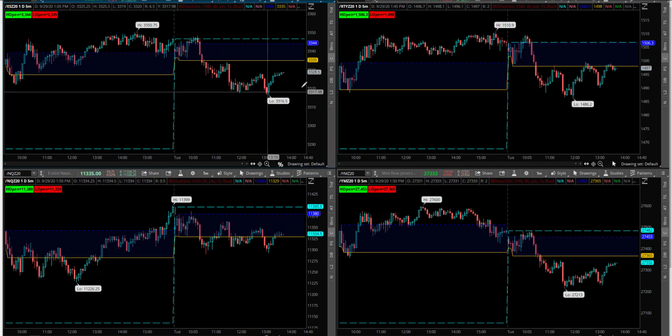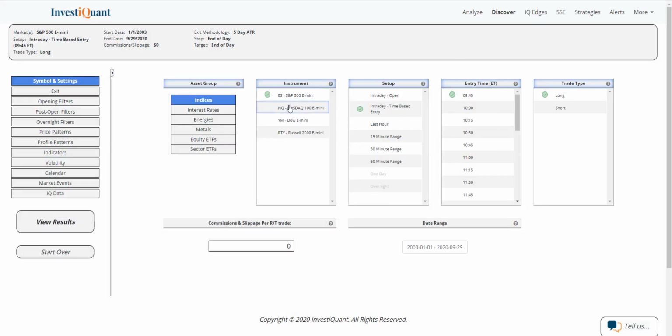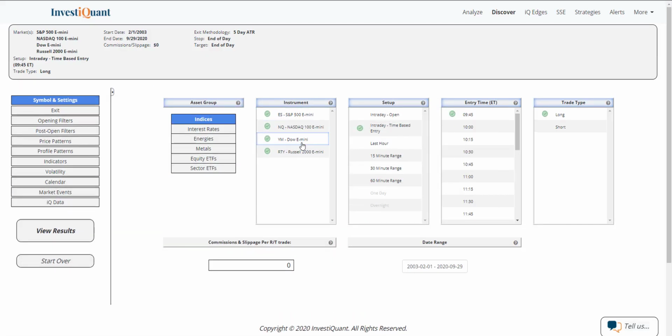So what I want to do this afternoon is look at what has happened historically as we approach month end with the type of price action that we're seeing so far today. So let's go into Discover and set this up. We're going to look at all four instruments. The setup is going to be a time-based entry that'll get long at 3 p.m. Eastern Time. It'll exit at the close, which is 4:15 p.m. Eastern Time.